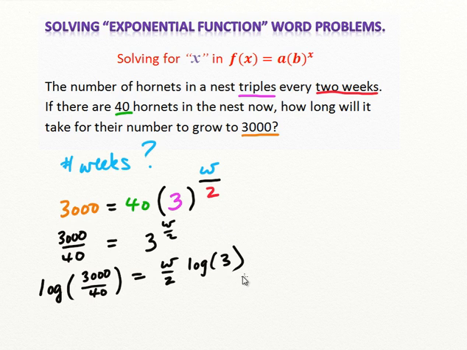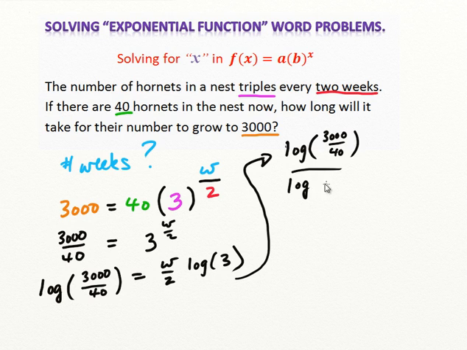Okay, let's continue right up here. So now I want to get w all by itself, so I'm going to move the log 3 to the other side. So we will have the log of 3,000 divided by 40 divided by the log of 3, and that's going to be equal to w over 2. Evaluating the left side, I get 3.9299, that should be enough, is equal to w over 2.